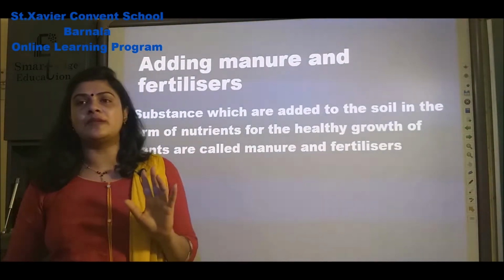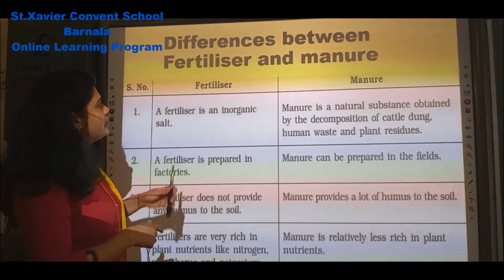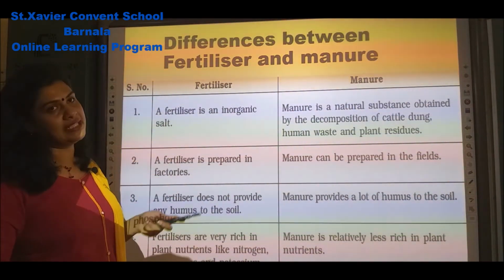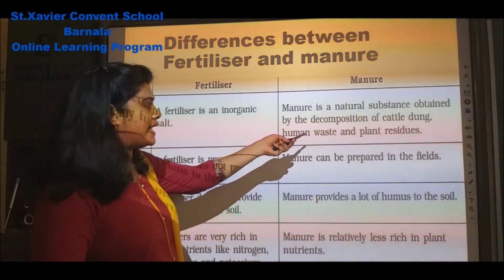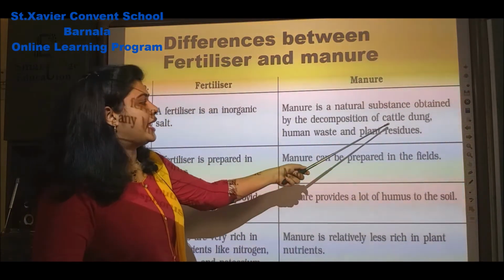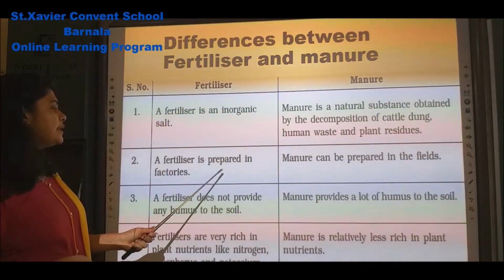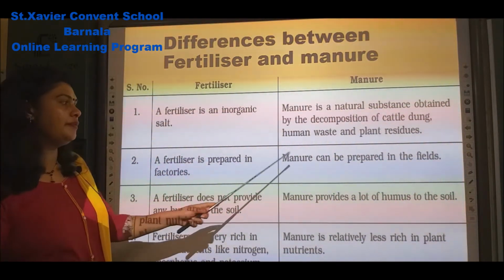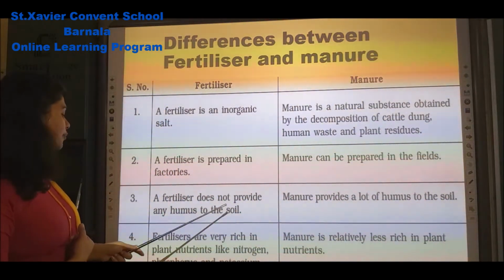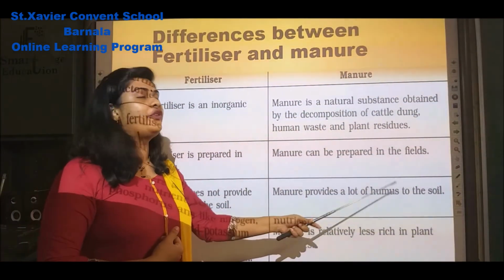There is a major difference between fertilizer and manure. Here you can see the differences. First, fertilizer is an inorganic salt. Manure is a natural substance obtained by the decomposition of cattle dung, human waste and plant residues. Next, fertilizer is prepared in factories. Manure can be prepared in fields. Next, a fertilizer does not provide any humus to the soil. Manure provides a lot of humus to the soil.